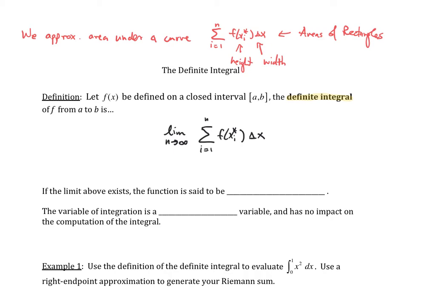And the effect of taking the limit as n goes to infinity is twofold. The first thing is that this delta x, this width, becomes incredibly narrow, infinitesimally small. The second thing is that it's not going to matter what xi star is. It doesn't matter if I use the left endpoint or the right endpoint, because this delta x is so narrow that those two endpoints are virtually the same.